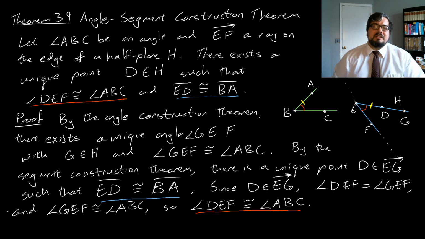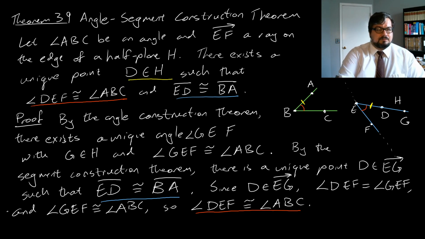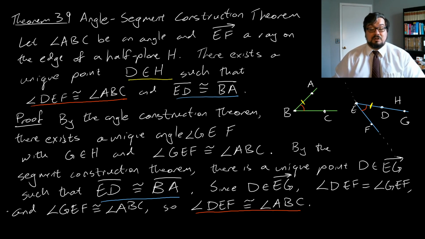Now there's one more condition on D. We needed D to belong to H. And so we should make some sort of argument for why that happens. We already know that G belongs to H. That was by the angle construction theorem. So we need some reason why D belongs to H also.